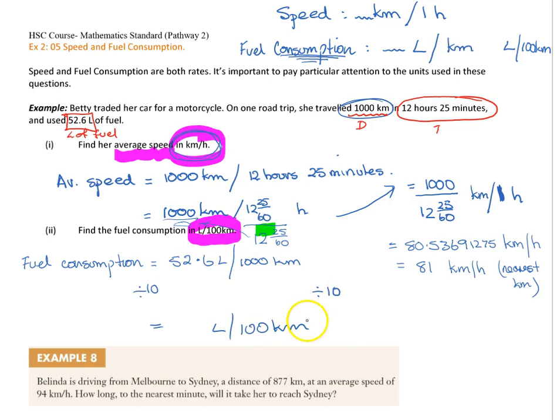If you change the size on one side, you must change the size. If you're just substituting with a different unit, you're not changing the size. So divide that by 10 and you get 5. Move your decimal point back one place. So it's 5.26 litres per 100 kilometres.